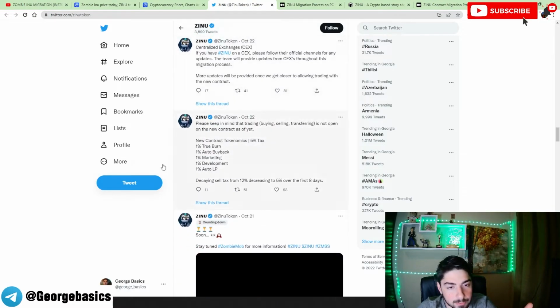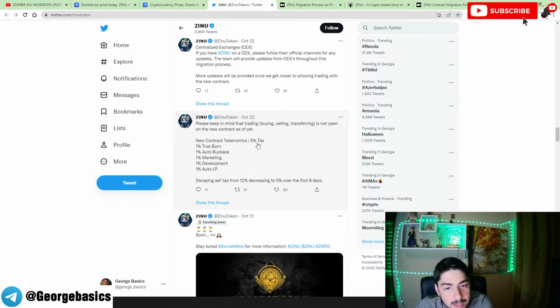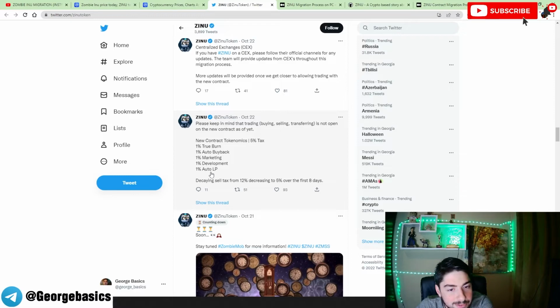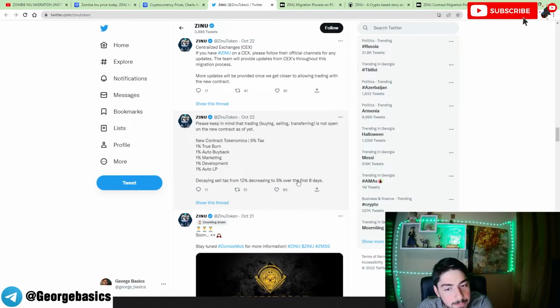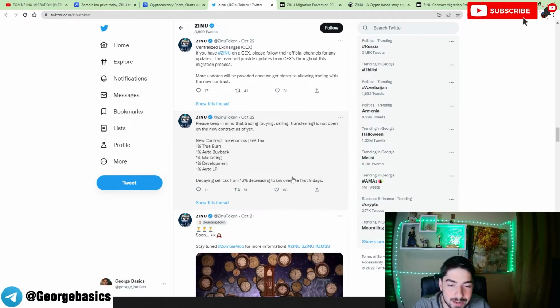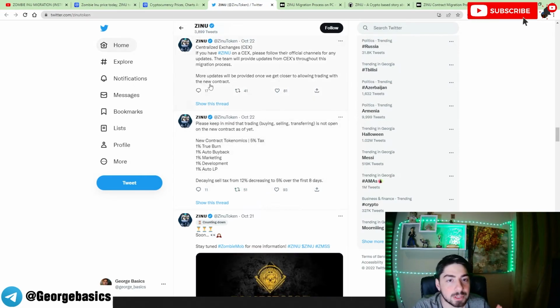And also I want to remind you of this important information about Zombie Inu V2. There will be a new contract address. The tax will be 5%: 1% burn, 1% auto buyback, 1% marketing, 1% development, and 1% auto LP. The sell tax will decrease from 12% to 5% over the first 8 days. So when V2 is released, for the first 8 days the sell tax will be 5%, and then usually it will be 12%, guys. So this is the important information about Zinu.